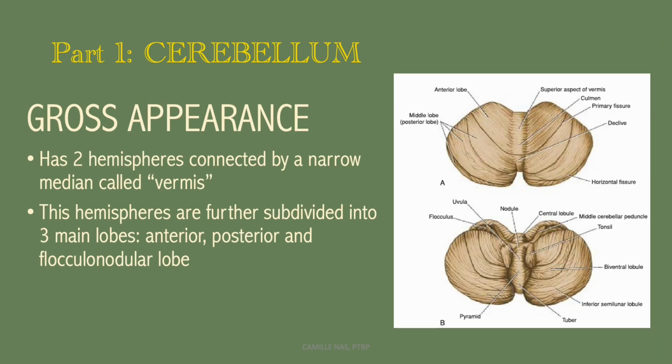Next, we have your hemispheres. With your cerebellum, you have two hemispheres, which are connected by a narrow median called your vermis. This one is your vermis. These hemispheres are further subdivided into three main lobes. We have the anterior, posterior, and the flocculonodular lobe. Each hemisphere of this cerebellum has its own unique function. Later, we will further discuss these sublobes of your cerebellum. So just remember again that this narrow median, this one is your vermis.